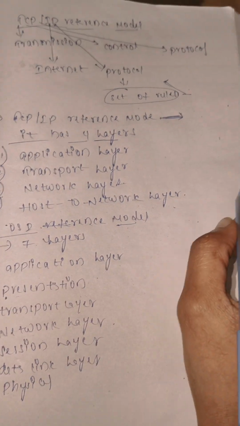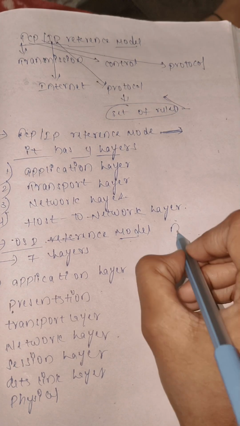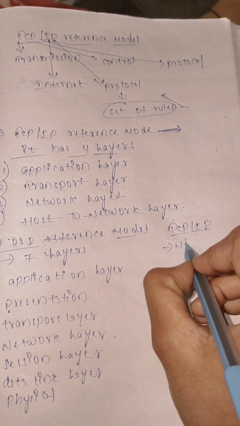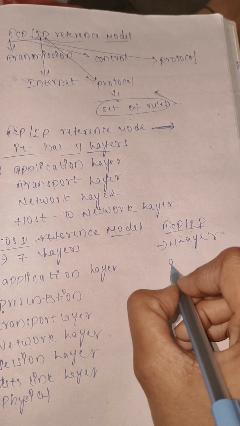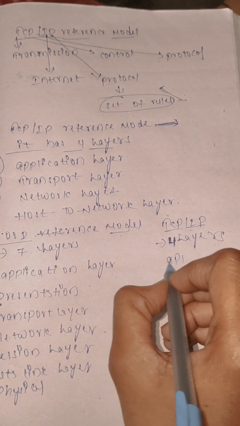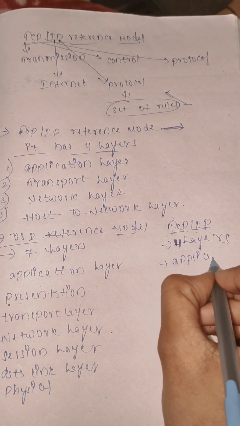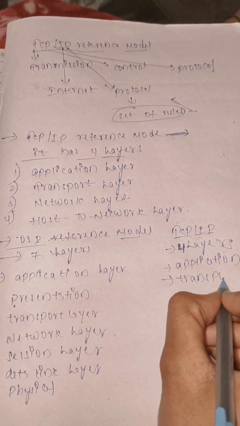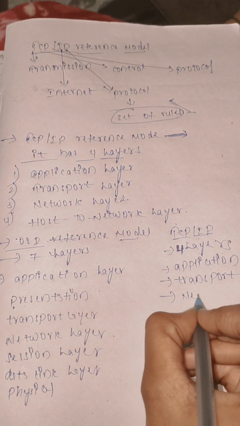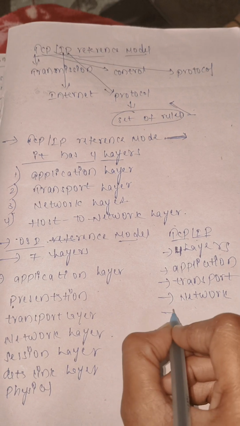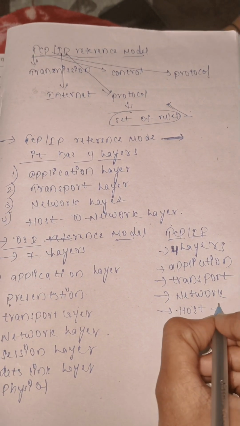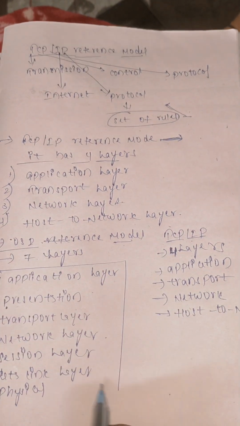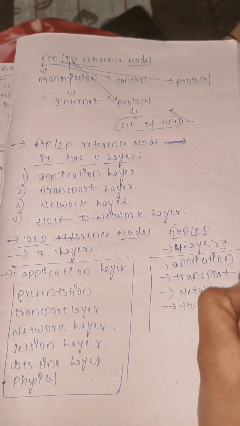As well as the TCP/IP reference model, it represents 4 layers. What are they? Application layer, transport layer, network layer, and host to network. The 7 layers of OSI are represented in the TCP/IP reference model by these 4 layers.